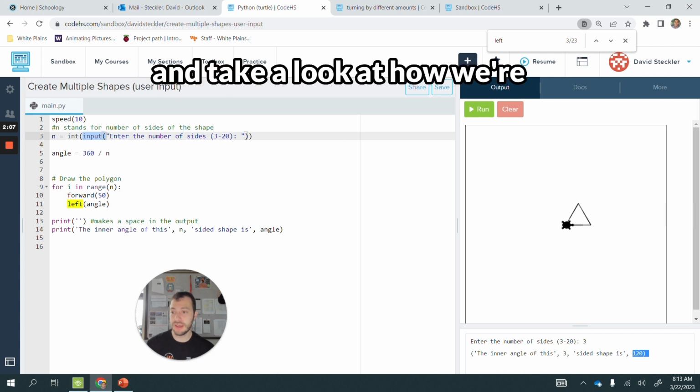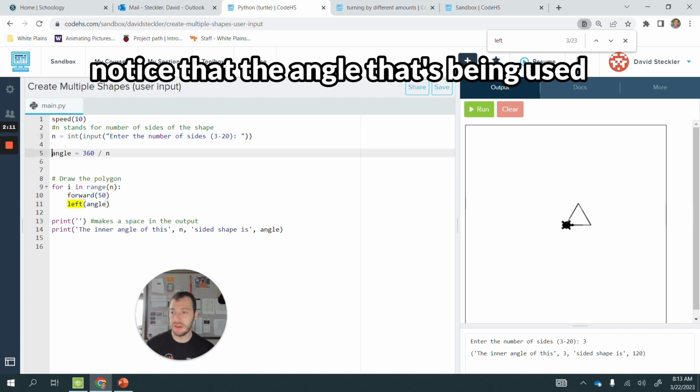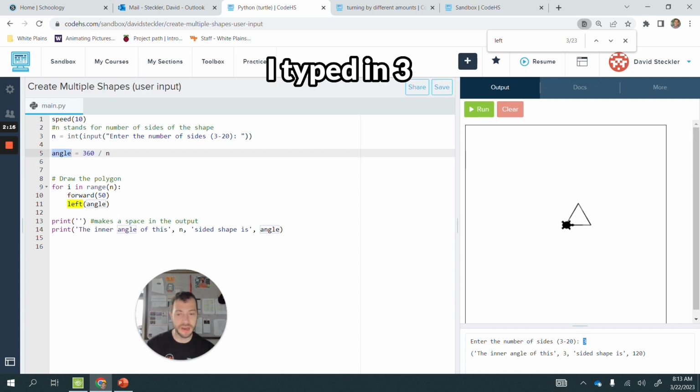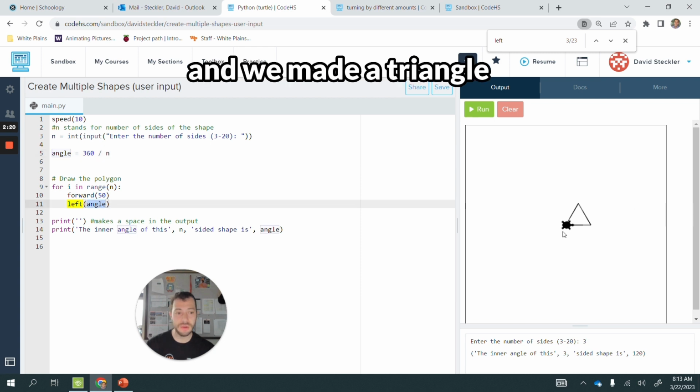So play with this and take a look at how we're drawing that polygon. Notice that the angle that's being used is simply whatever you ended up typing. I typed in 3. It then used 3, left 3, and we made a triangle.